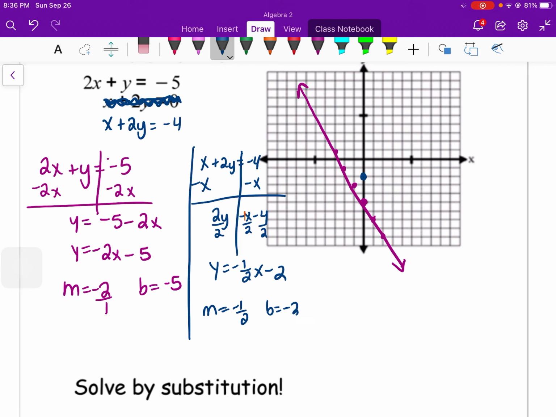So starting at -2 and then down 1 to the right 2, or up 1 to the left 2. And then I can stop graphing because I found that they intersect right here. So the solution, don't forget to write the solution, is the point where they intersect, which is (-2, -1). So that would be my answer for this question.